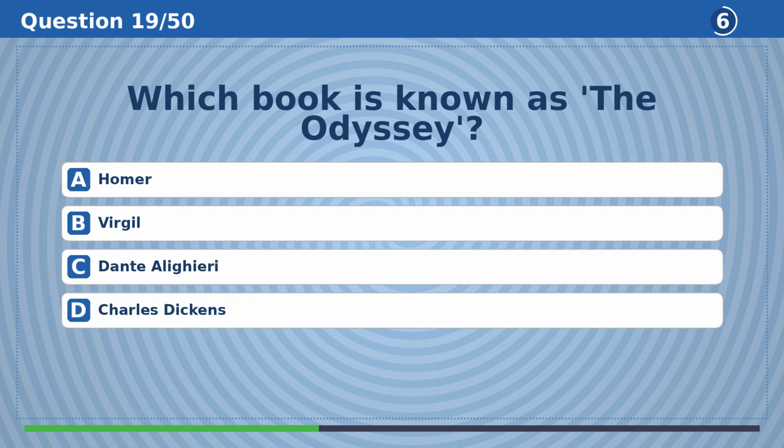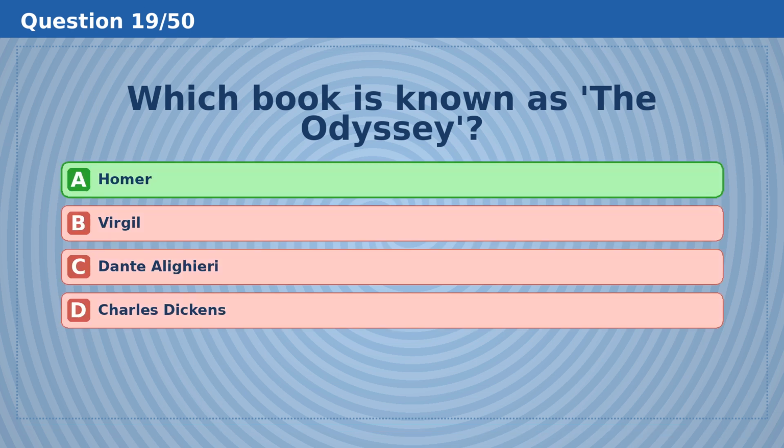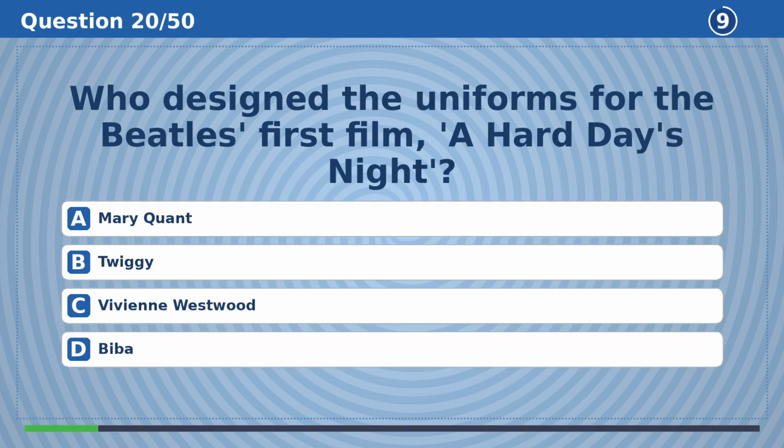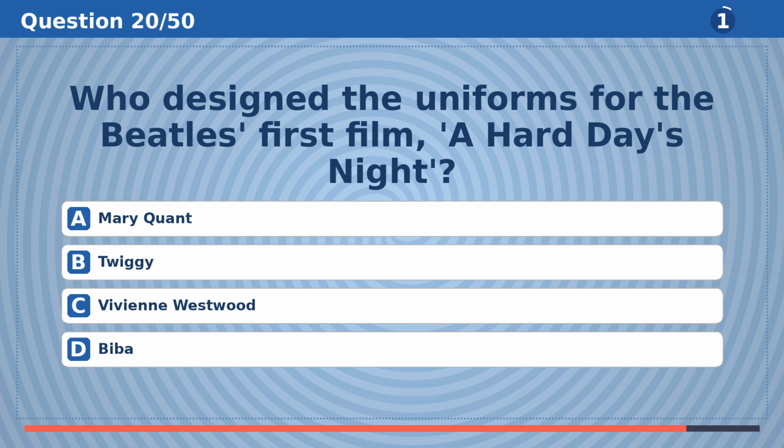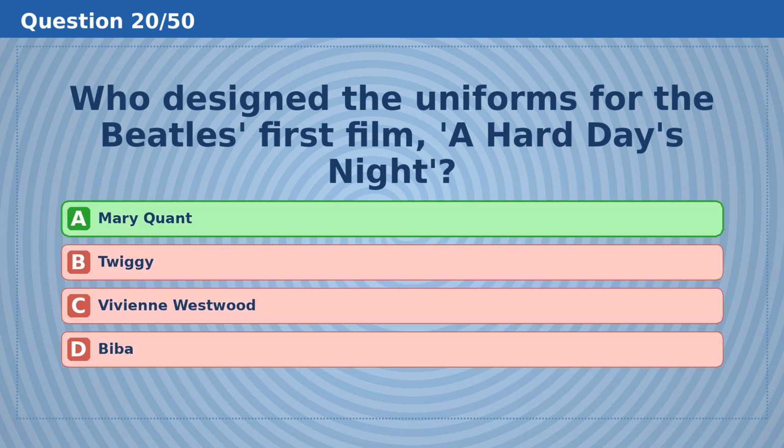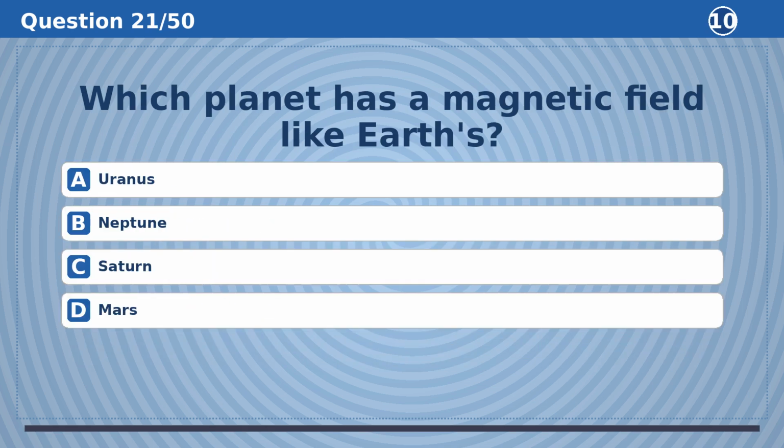Which book is known as the Odyssey? The answer is A. Homer. Who designed the uniforms for the Beatles' first film, A Hard Day's Night? The answer is A. Mary Quant.